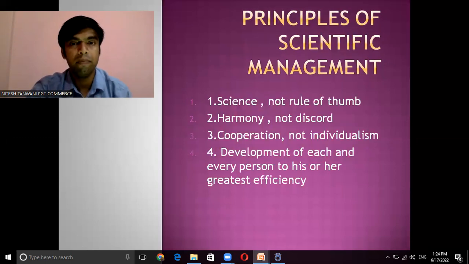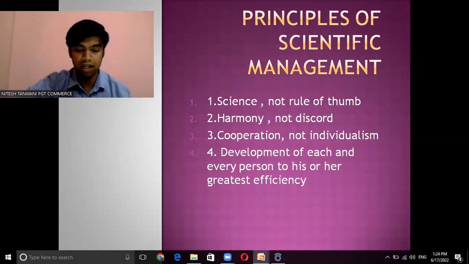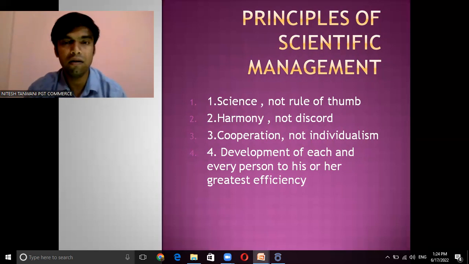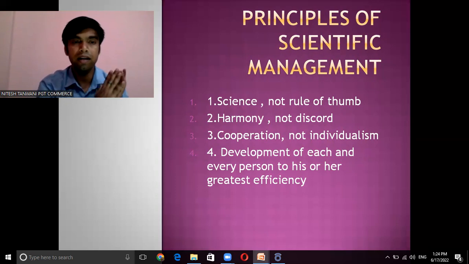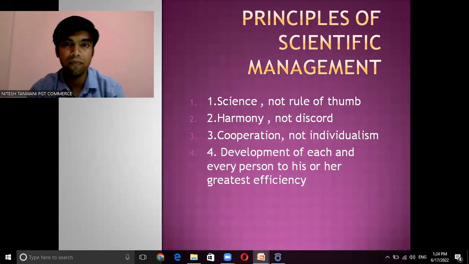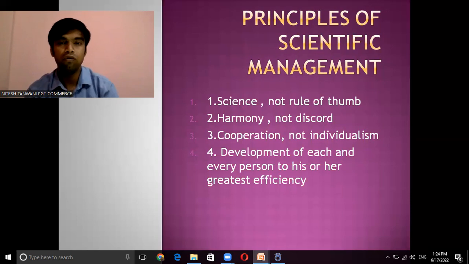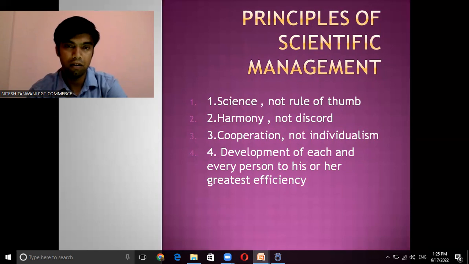Now next is the principles of scientific management. The first principle is that it is a science, but not the rule of thumb. It is a science, meaning scientific logic is there, but it is not the rule of thumb as it was applied in earlier years. What was applied in the 90s is not applied now. There is a change. We can change as per the requirement of the environment. So this first principle is applied logically, but as per the environment, it can be changed.